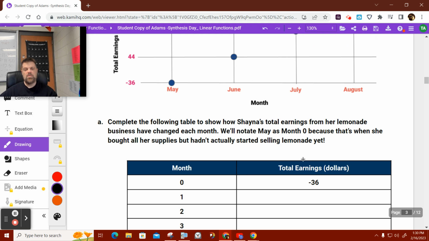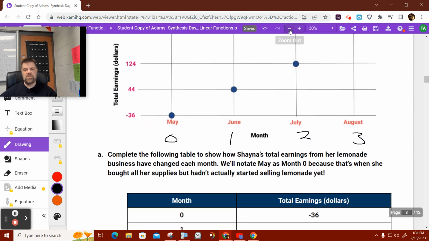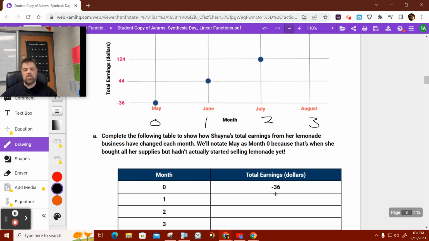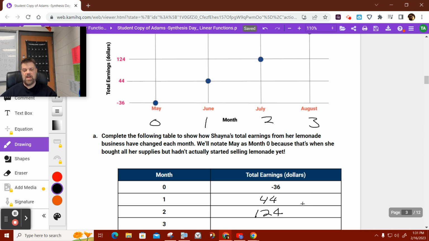So now we just have to fill in this table of values. In other words, if this is 0, right, then this would be 1, this would be 2, and this would be 3. So what is the value after the first month? Well, let me zoom out a little bit. Negative 36 is the 0 month, but 44. Okay, good. You guys are getting ahead of me a little bit. The second one is what? 124. And then the next one is 204, right?